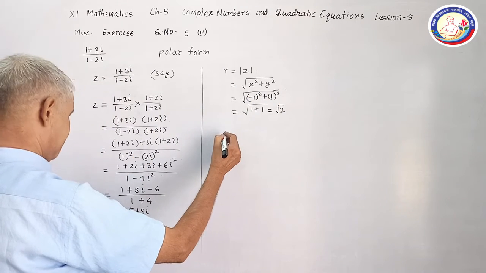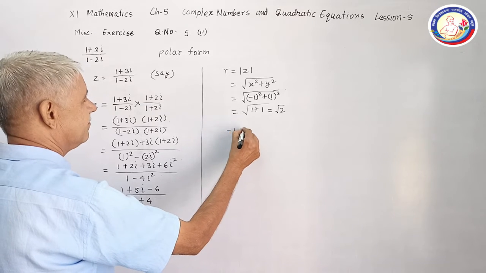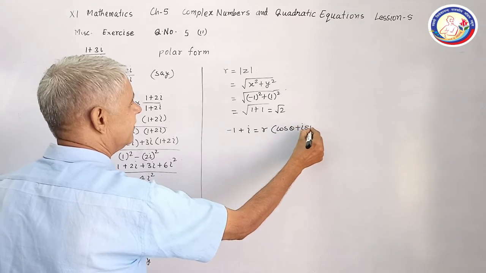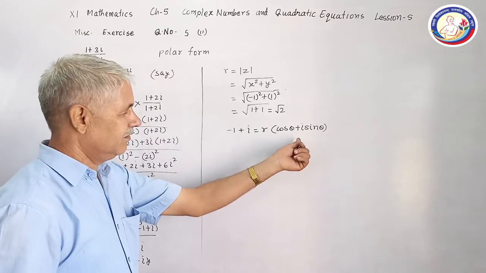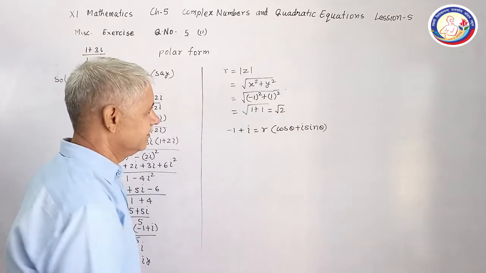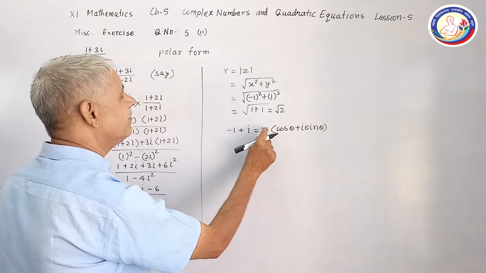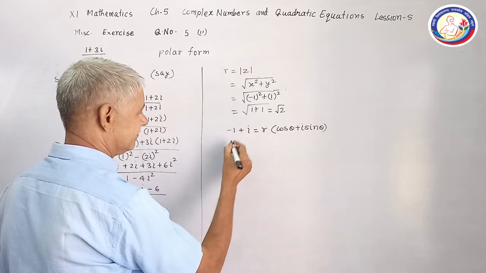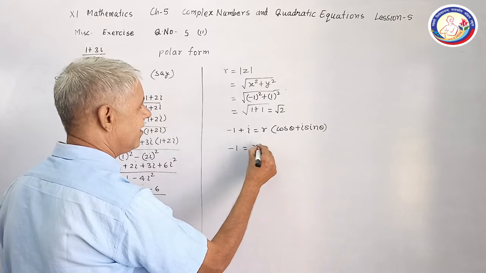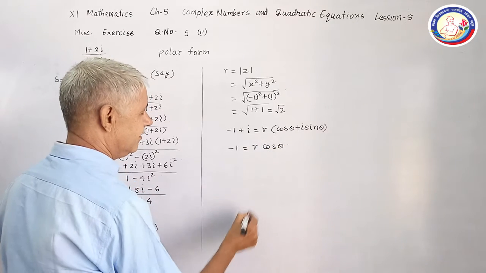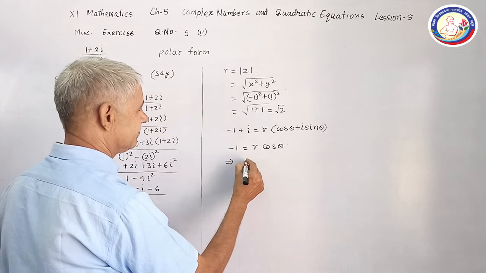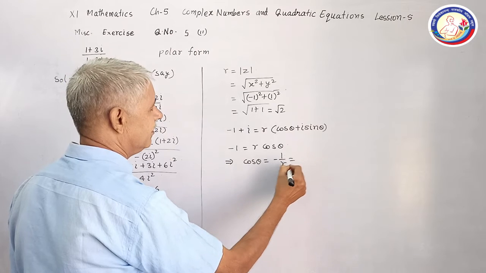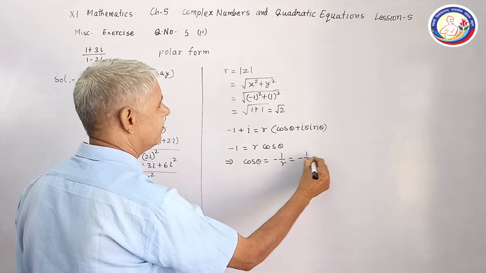Now, to find the argument here, what will we do? We will compare this number minus 1 plus iota with r cos theta plus iota r sin theta. You can solve it in a different manner also, but I am taking this. What is the value of r here? It is square root of 2. We have already calculated it. So minus 1 will be equal to r cos theta. This implies that cos theta will be minus 1 upon r, and it will be minus 1 upon square root of 2.